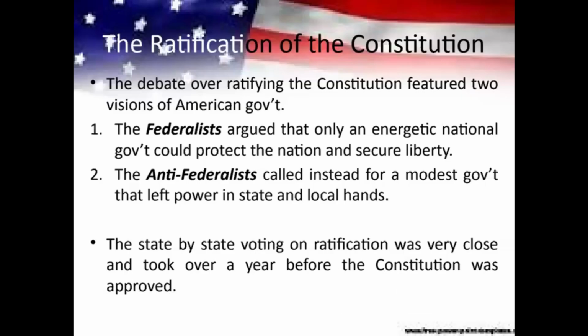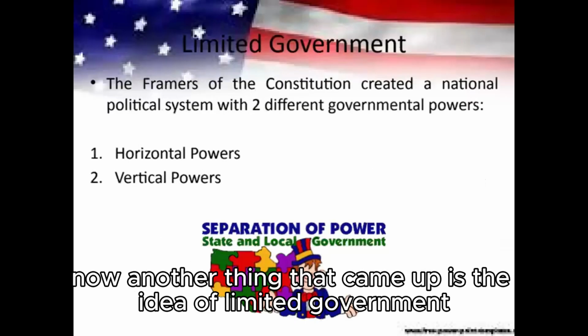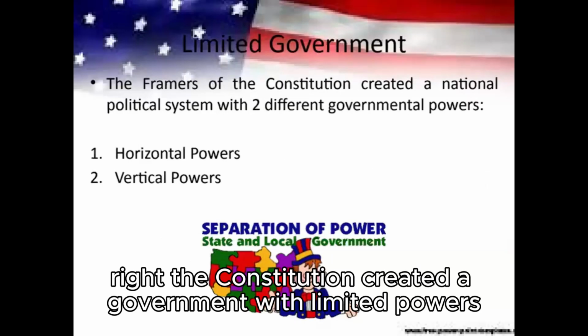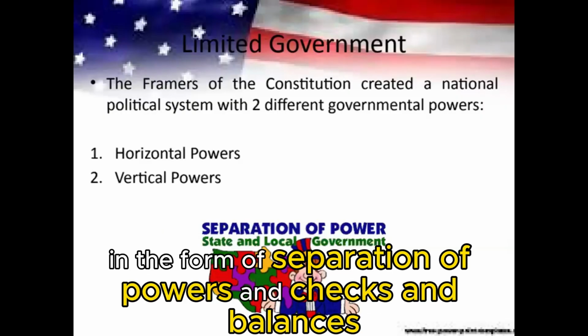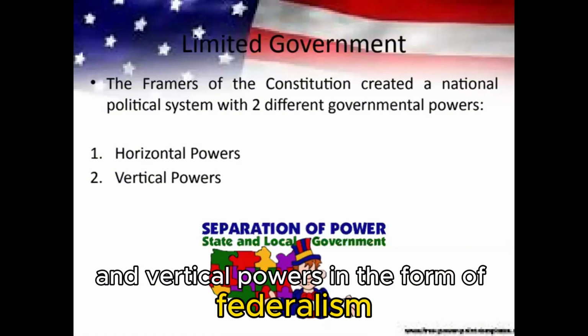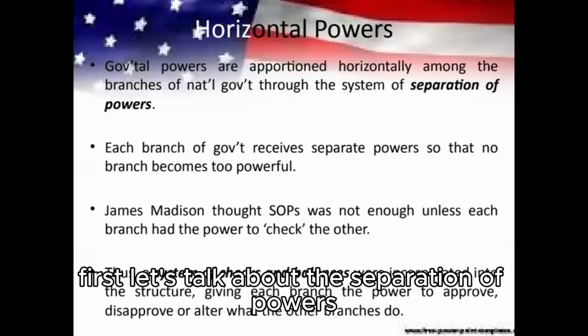Now, another thing that came up is the idea of limited government. Right? The Constitution created a government with limited powers through horizontal powers in the form of separation of powers and checks and balances, and vertical powers in the form of federalism. Now we'll talk about the horizontal powers. First, let's talk about the separation of powers.